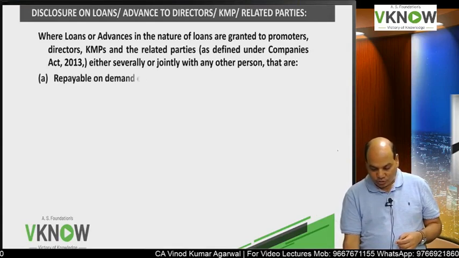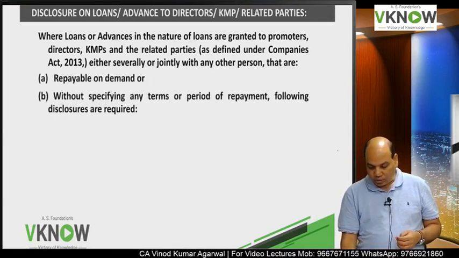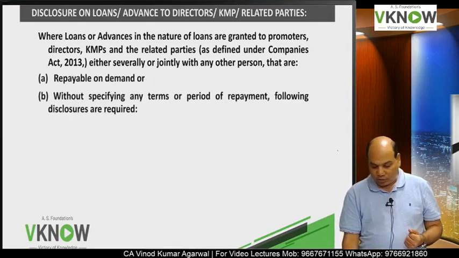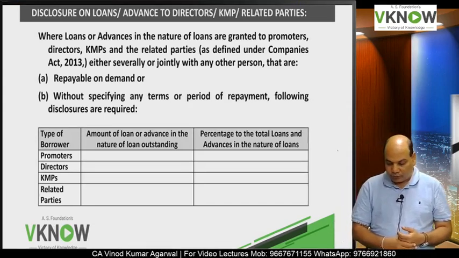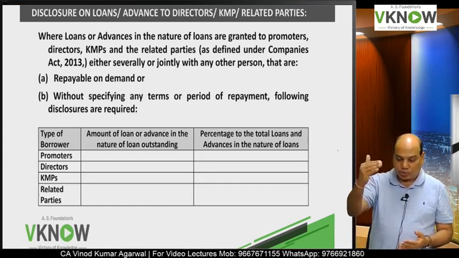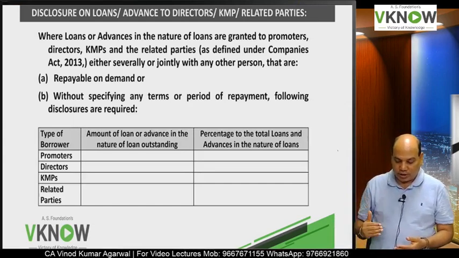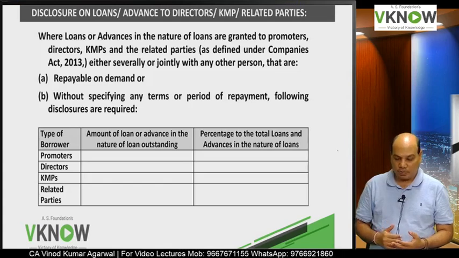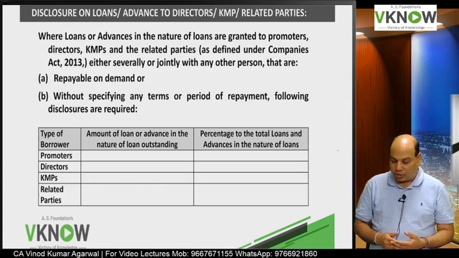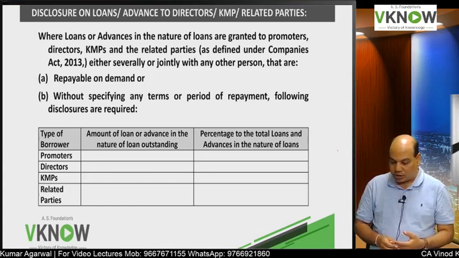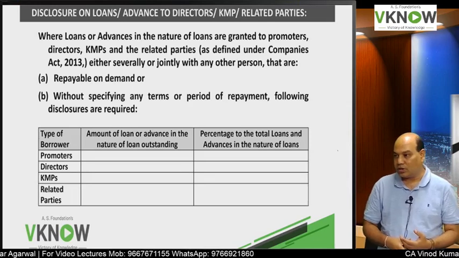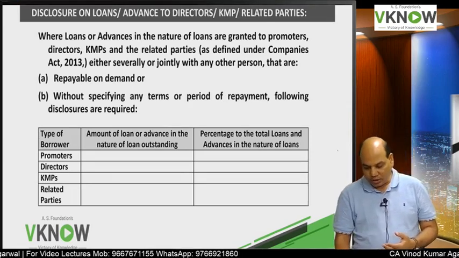Then you have to give disclosures for loans which are repayable on demand and without specifying any terms of repayment. The following disclosures will be required. First, who are these borrowers? Promoter, director, KMP or their related parties. Then the amount of loan or advance in the nature of loan outstanding, and the last disclosure, percentage to the total loan and advance in the nature of loans.